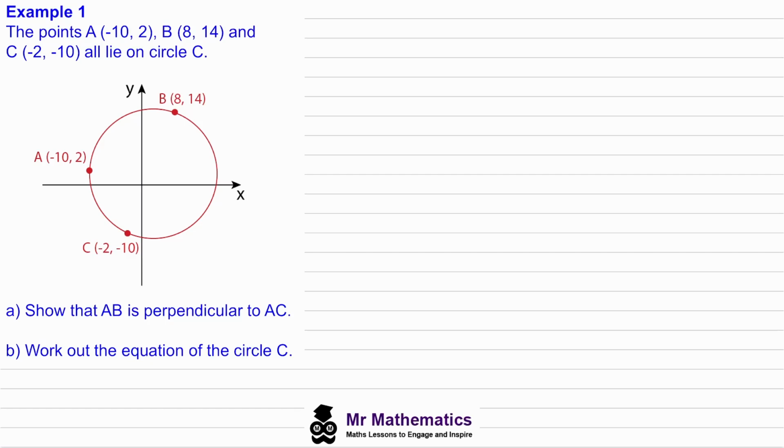Hi everybody. So in this video, we're going to look at finding the equation of a circle using 3 points that lie along the circumference. So in our first example, we're told that the points A at -10 and 2, B at 8 and 14, and C at -2 and -10 all lie along this circumference. And then for part A, we've been asked to show that AB is perpendicular to AC.